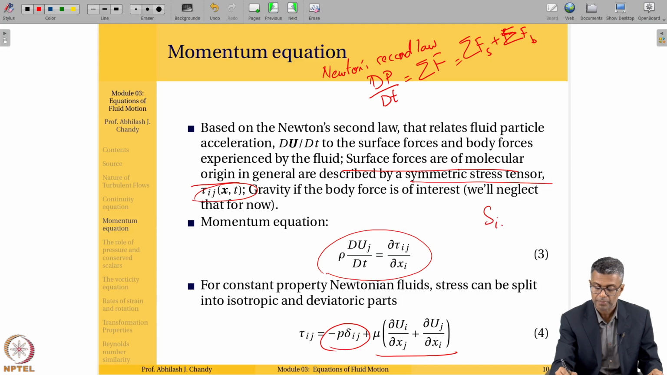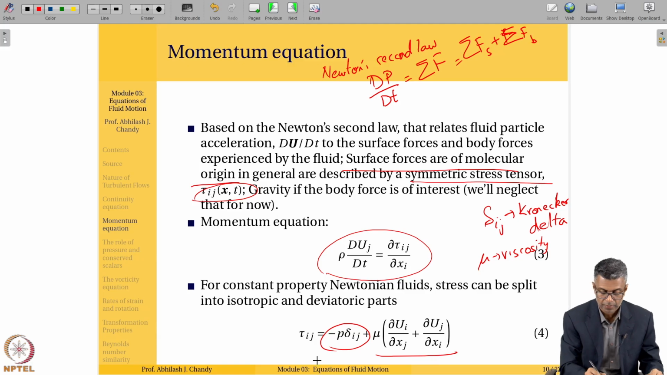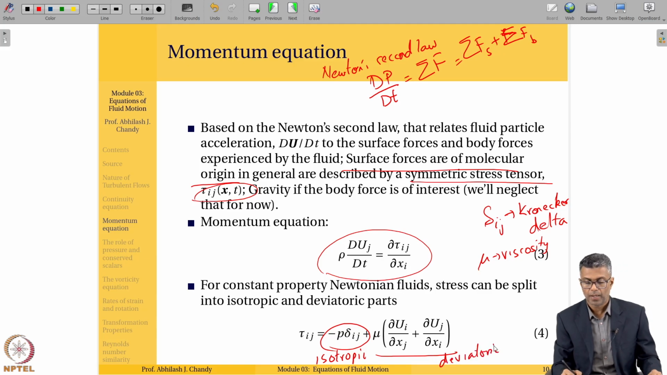Delta ij, remember, is the Kronecker delta. So I have tau ij is minus p delta ij plus mu, which is the viscosity, absolute viscosity or dynamic viscosity, times del ui del xj plus del uj del xi. So that is your stress tensor expressed as an isotropic and a deviatoric part.